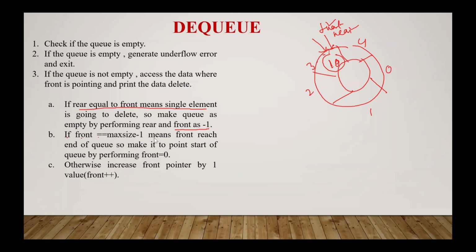If front equals max, it means we have deleted an element and reached the end of the queue. Then make the pointer point to the beginning, because it is a circular queue. After that, we have to move the pointer to index zero so that whatever data is present inside it can be deleted. Otherwise, we simply increment the pointer, because the front pointer moves from one index to another. Once you delete, we have to move to the next location. This is the case of a simple linear queue.